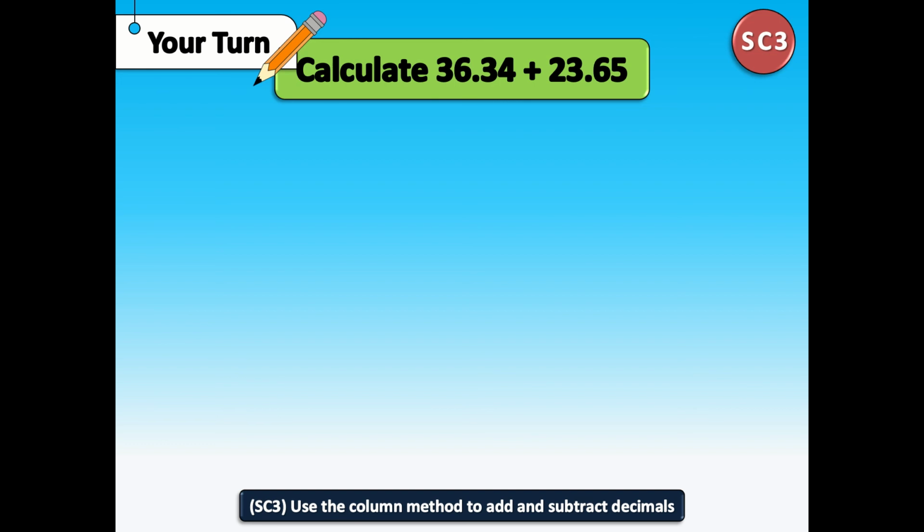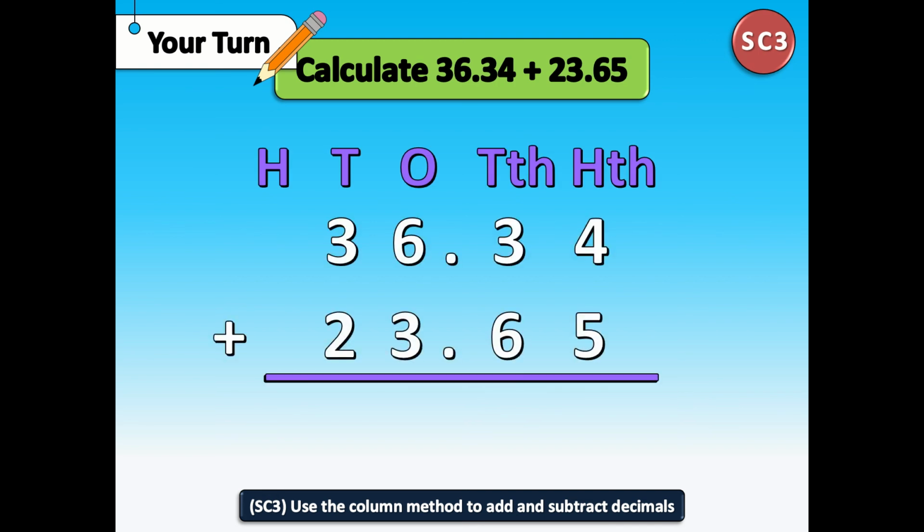So in this question, we want to add 36.34 and 23.65. So we put them in the correct columns, like so. Make sure the decimal points all line up, which they do. Then we can start with the hundredths column. So 4 plus 5 is 9. 3 plus 6 is 9. 6 plus 3 is also 9. And 3 plus 2 is 5. So our answer is 59.99.